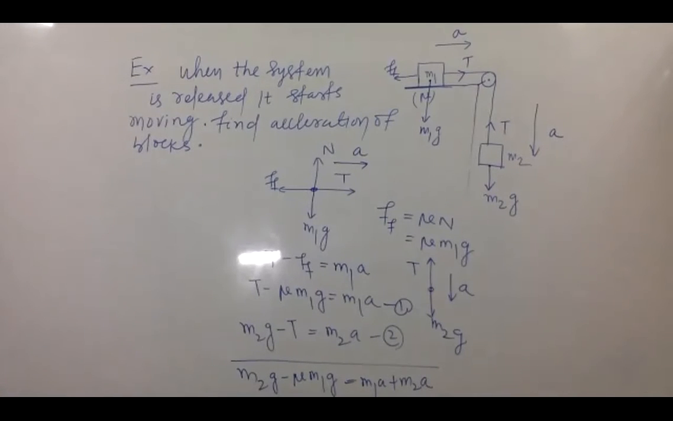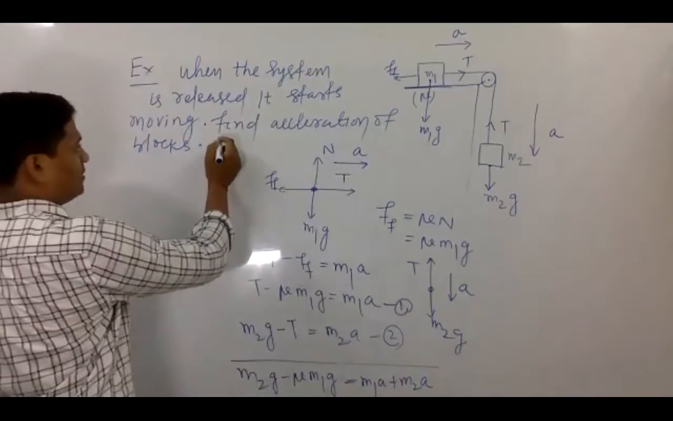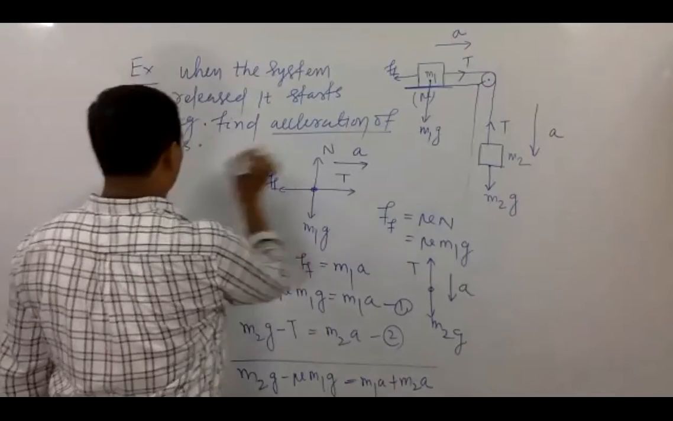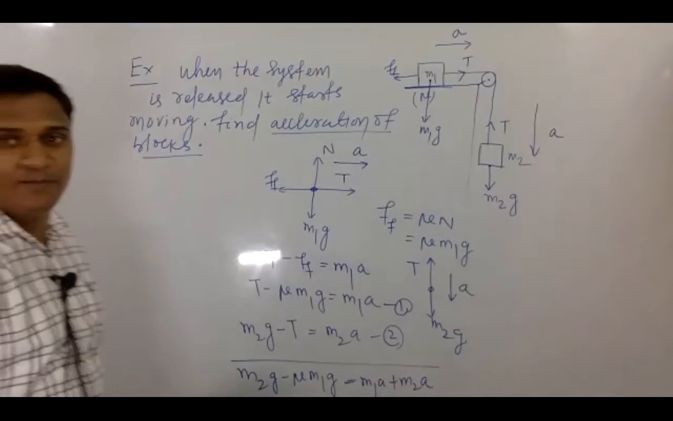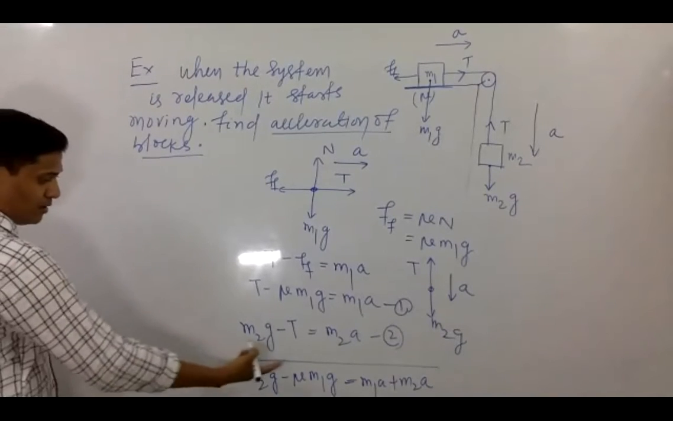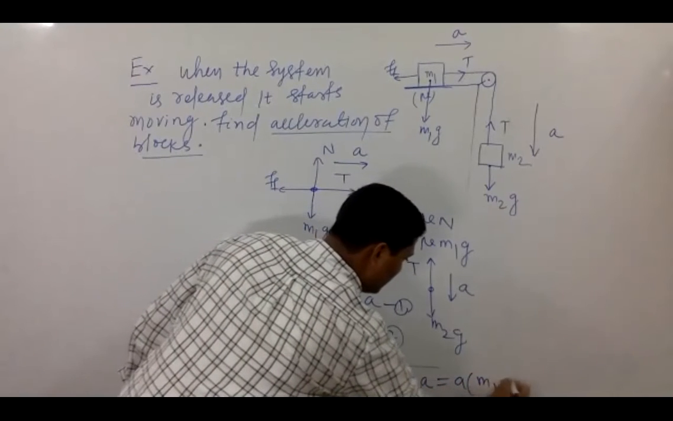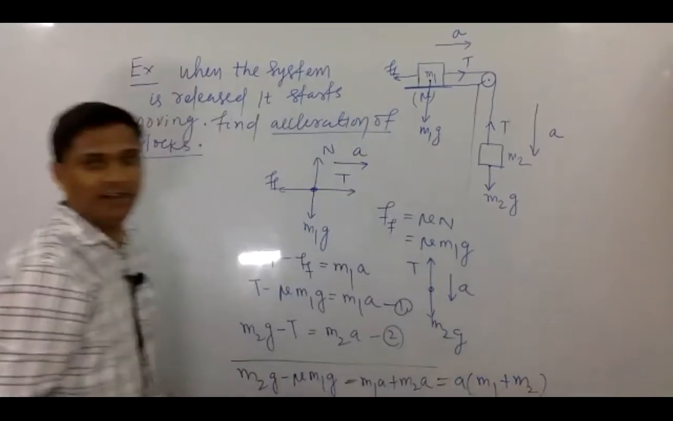Understood this equation? Just see which part you have doubt in. M2g, and minus mu m1g from equation 1, is equal to m1 plus m2 into a. If the system is released and starts moving, we want to find the acceleration of both blocks. Both blocks are connected through a common pulley, so the acceleration will be the same. Taking a common, I can write a into m1 plus m2.